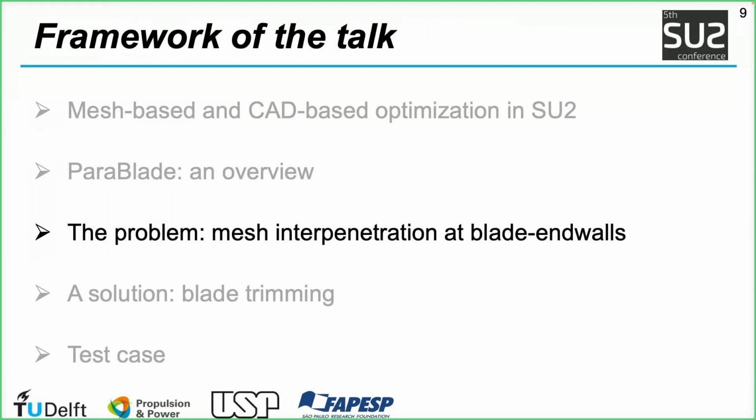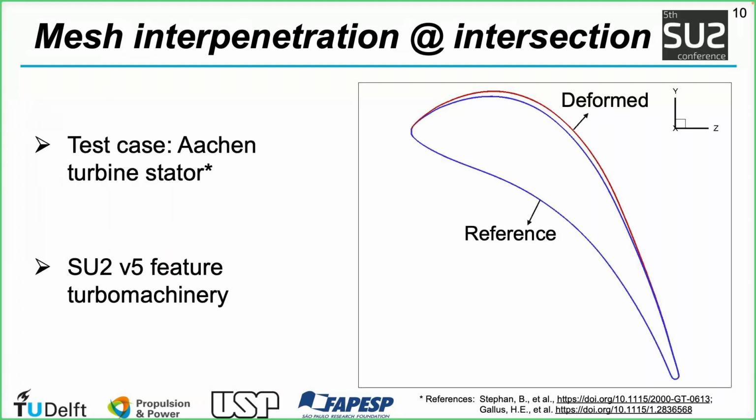And what was the problem that we were having? To show this, I'm going to use a very simple example, the Aachen test case. We have this reference geometry, the blue one, and the deformed one, which has a larger upper thickness. Now I'm using SU2 V5. I would like to also use the more recent versions in the future, but for now, I'm using SU2 V5.